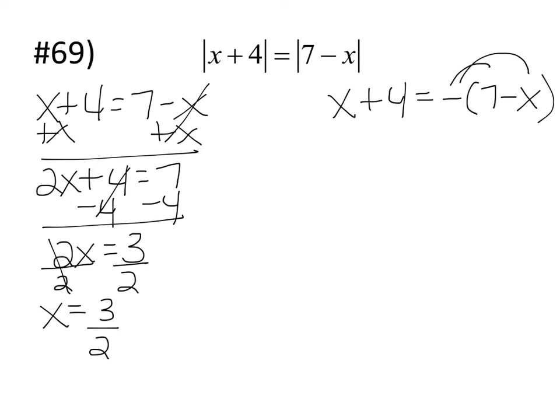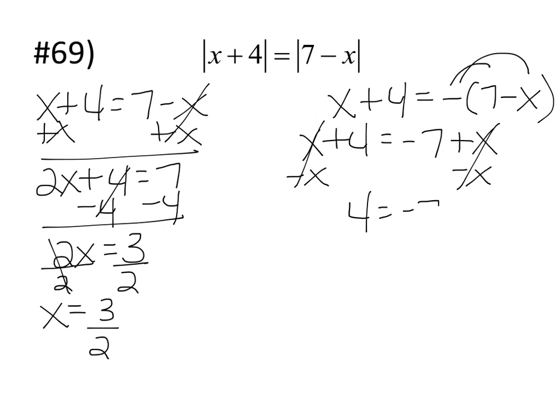Then over here, I'm going to distribute the negative. I get x plus 4 is equal to negative 7 plus x. Subtract x from both sides, you get 4 equals negative 7, which is a false statement, so we're not even going to go on there.